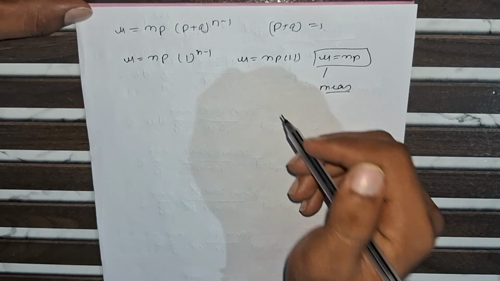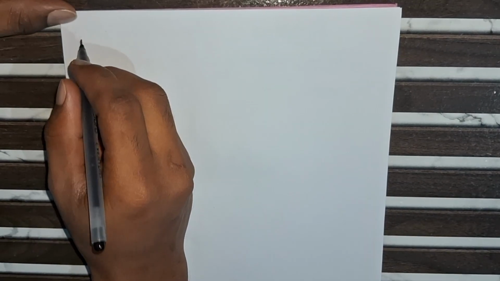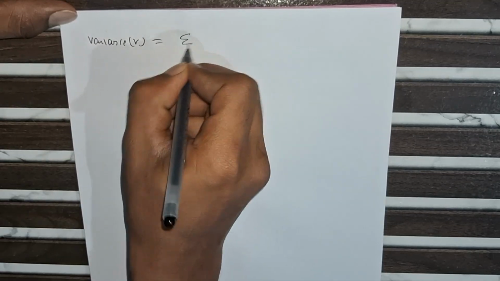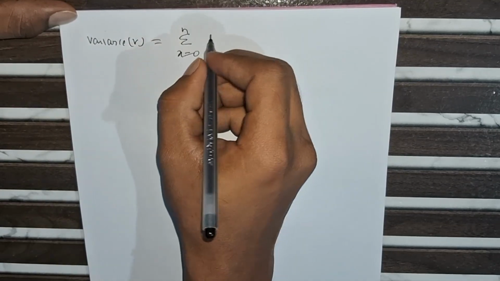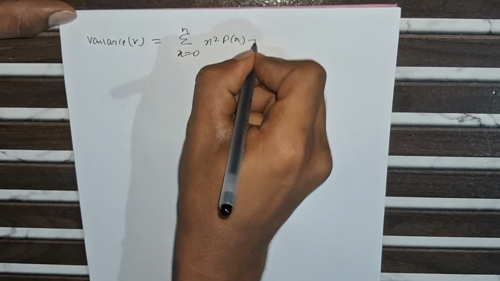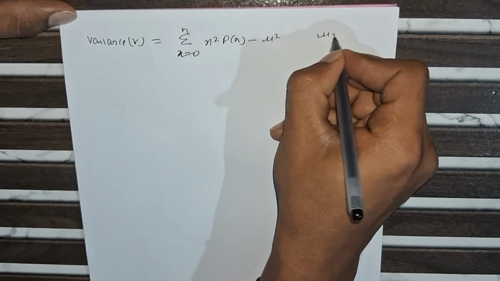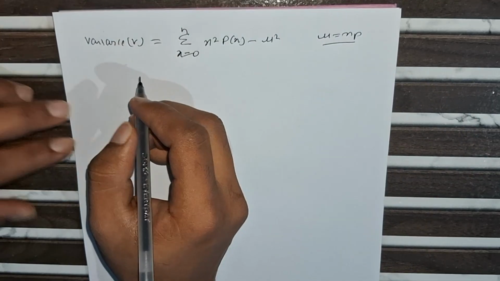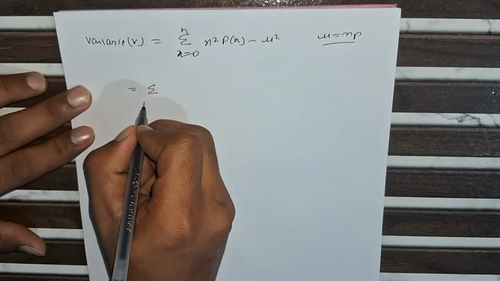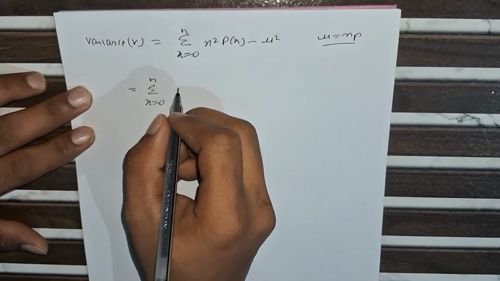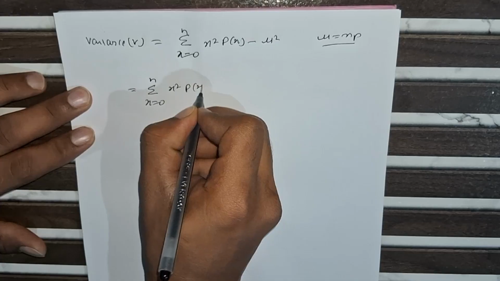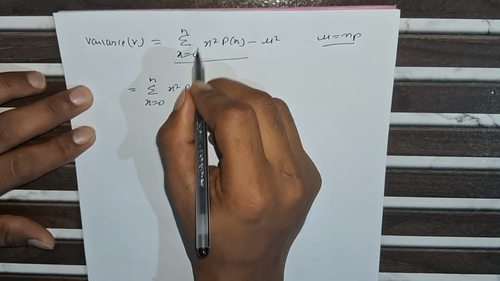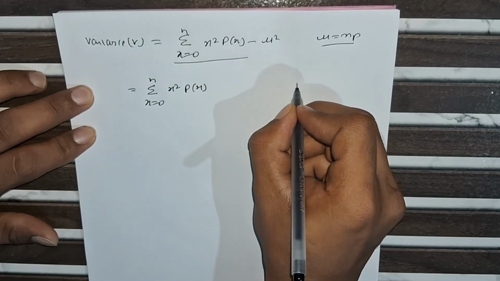Now we go for the variance. Variance V equals summation of x equals 0 to n x square p of x minus mu square. Already we know mu equals np. So this is the formula for variance. So now we solve it. Summation x equals 0 to n x square p of x. First we take up to this, later we know the value of mu square, so we can easily subtract it from this expression. So how can we write x square?